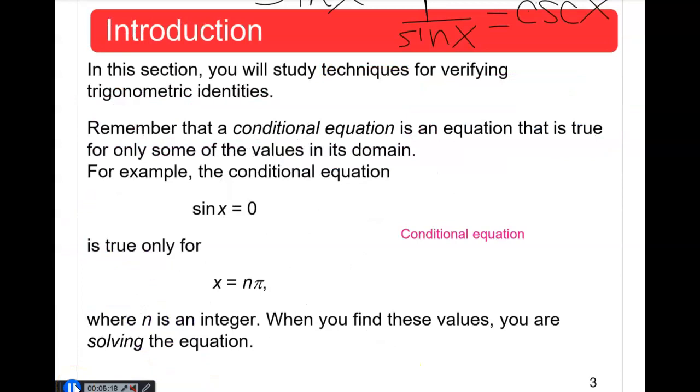In this section, you will study techniques for verifying trigonometric identities, and remember that a conditional equation is an equation that is true for only some of the values. So conditional is only for some of the values in its domain. And that would be, for example, the equation sine x is equal to 0. And it is only true for multiples of pi, if you consider this n here an integer.